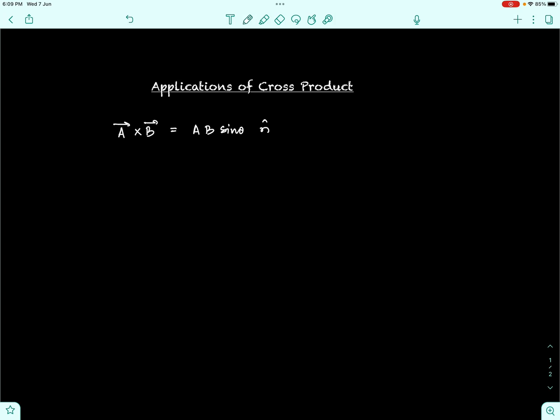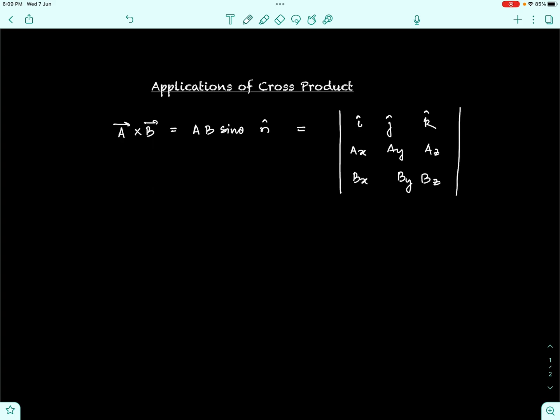So, we have also seen that the cross product between vectors can be written in a matrix form, which is written as i cap, j cap, k cap in the first row, Ax, Ay, Az in the second row, and Bx, By and Bz in the third row. We use this form when the two vectors are given in their rectangular component form.